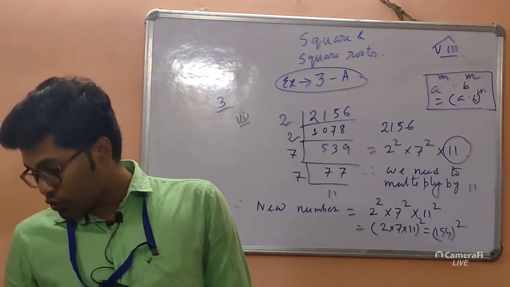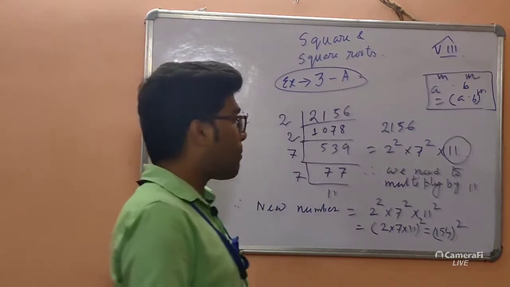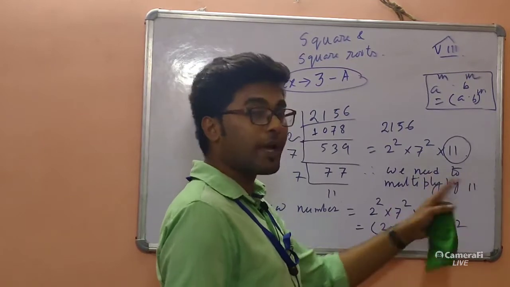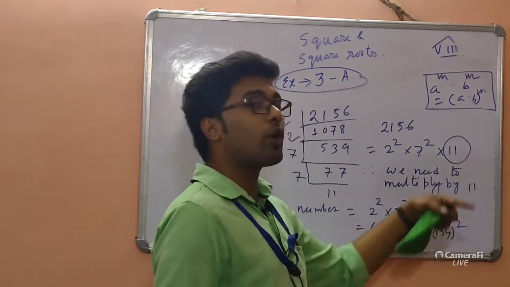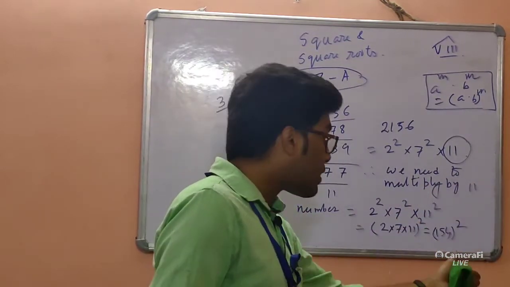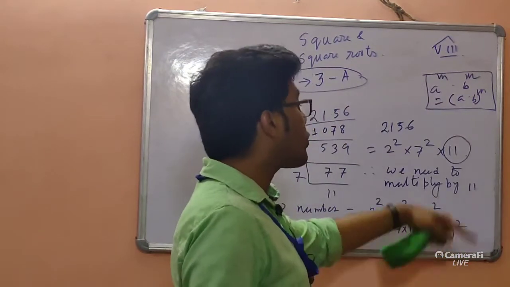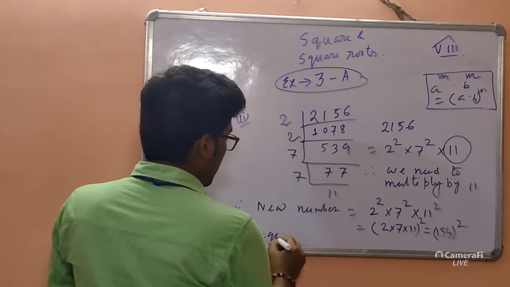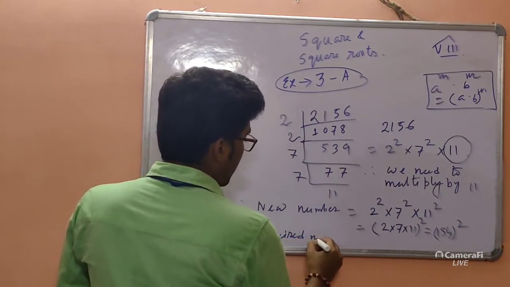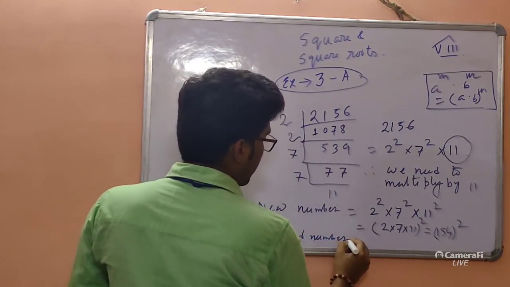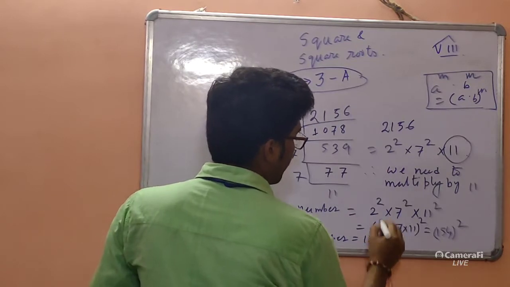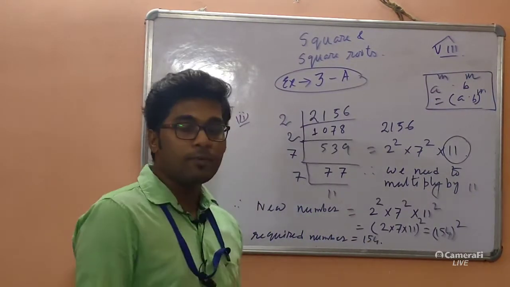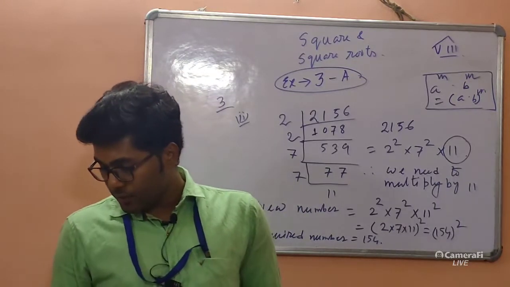Now read the question. Find the number whose square is the new number. So we have found 154 whole square. New number is 154 whole square. Therefore required number is 154. 154 whole square becomes the new number. Therefore required number is equal to 154. Understood? Clear? So we will solve similarly the next one.